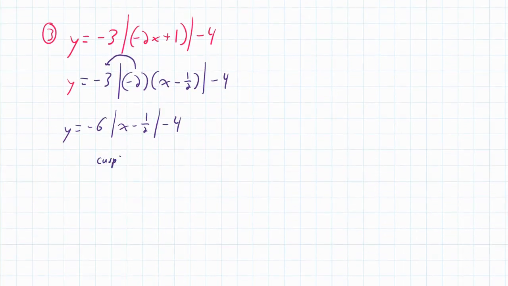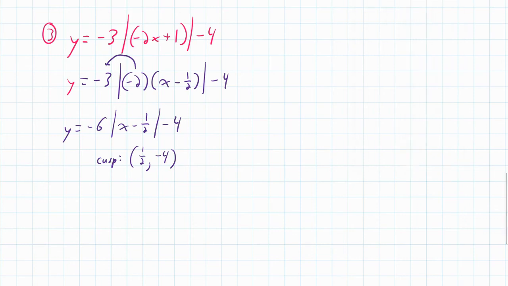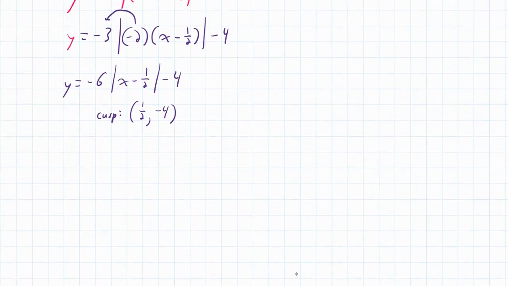Then I'm going to identify where the cusp is: the x value that makes the inside become 0. That is 1/2. When you plug that in, 0 times negative 6 minus 4 gives me negative 4. Okay, that means that this particular shape is going to be pointed in a different direction because of the negative coefficient. It also means I want to get a grid down.